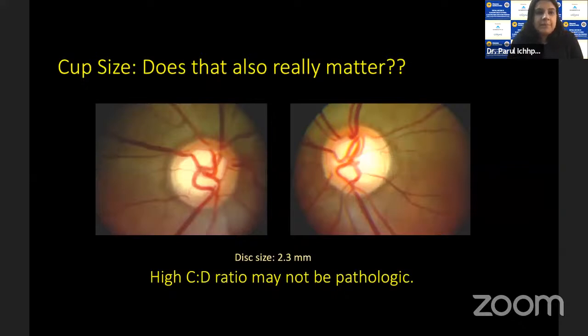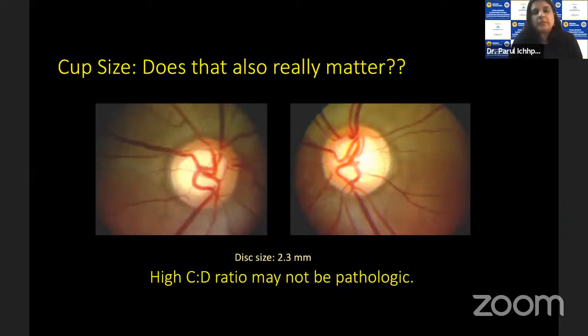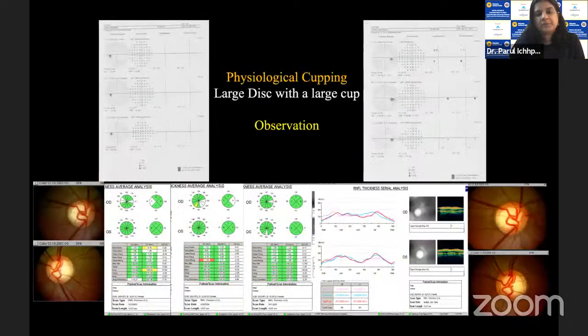So does cup size really matter? So here we have a very large disc. It's about 2.3 millimeters in size, and a cursory glance and you will say, oh, this is glaucomatous. But if you look at the distribution of the neural tissue, it is equivalent all around, and there is no area where it is missing. So ISNT rule is well respected. So it just shows that high cup disc ratio may not be pathological.